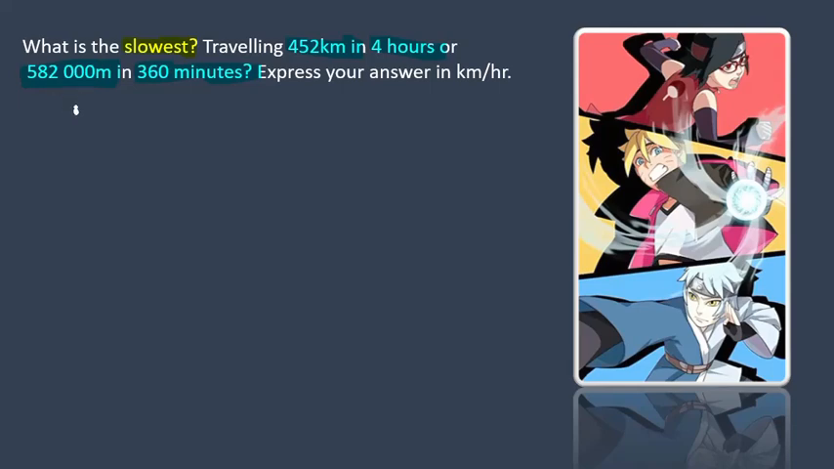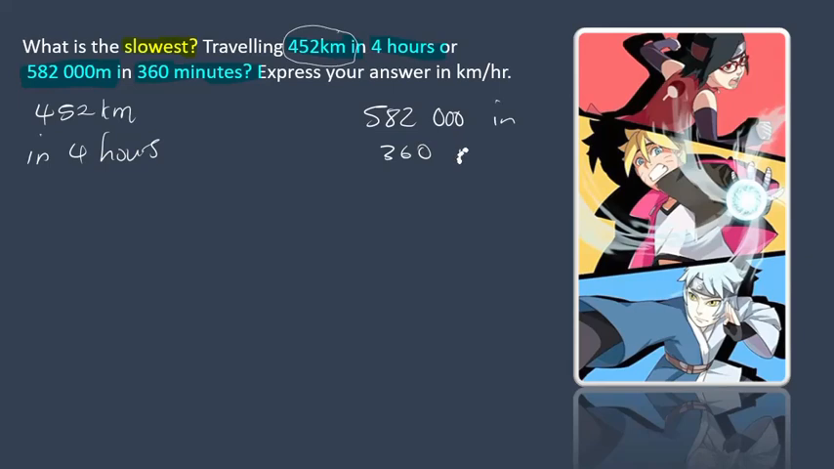Okay, so now, what is the slowest? First, you need your values to be in the same unit. We have 452 kilometers in 4 hours. And you have 582,000 in 360 minutes. In terms of distance, here you have kilometer, here you have meters. In terms of time, here you have 4 hours, here you have 360 minutes.